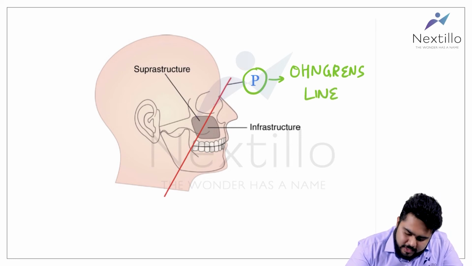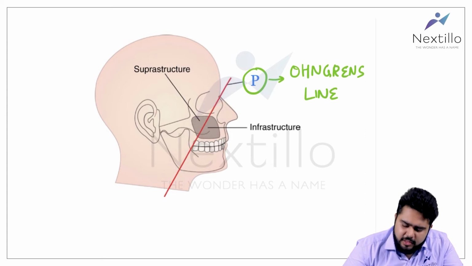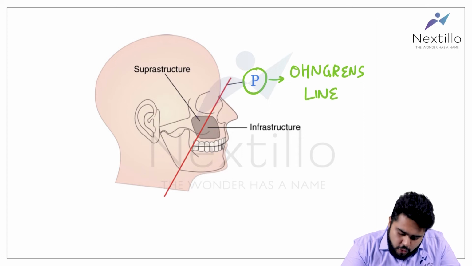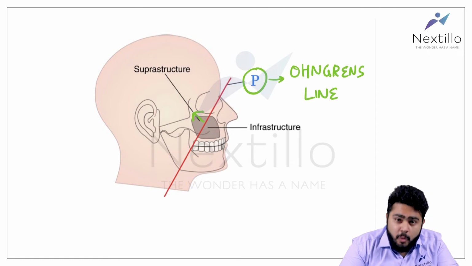Now you can see this passes through the medial canthus and angle of mandible. Importance of this line, as per Ohngren, he felt, and even today we believe, that malignancies of the maxilla which cross or are above this line have a poor prognosis and are difficult to operate on actually.